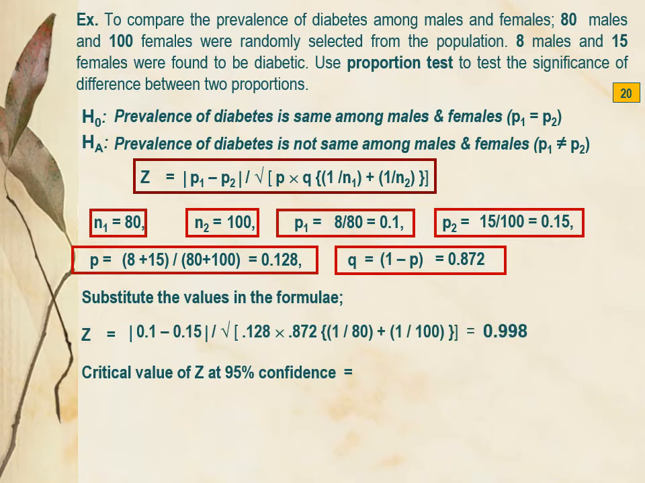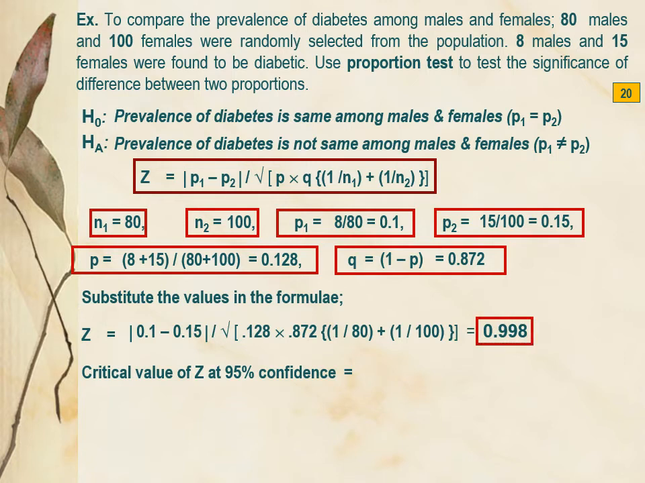We always take Z as positive, that's why in the numerator the absolute value of 0.1 minus 0.15 has been taken, and your value equals 0.998. You will compare this value at P equal to 0.05. P equal to 0.05 means 95% confidence, and for 95% confidence the Z value, you know, is 1.96. That is, you will compare this value with 1.96, and because this value is less than 1.96, you will accept the hypothesis.